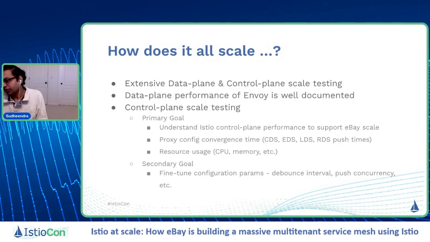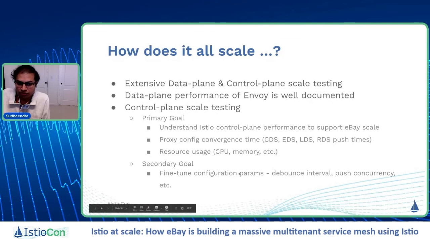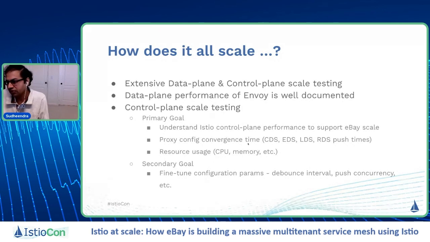And the other question, this is coming to the last part of the talk: how does it all scale to the eBay application scale? So we did extensive data plane and control plane testing. Data plane of Envoy is well documented, but control plane scale testing is where we didn't find good documentation upstream. Our primary goal was mainly to understand the proxy convergence time, which is, when we have these thousands of proxies and a lot of state, how soon the proxy convergence happens.